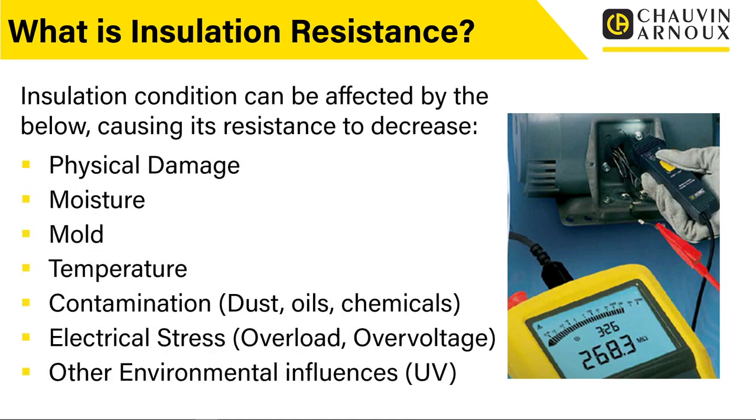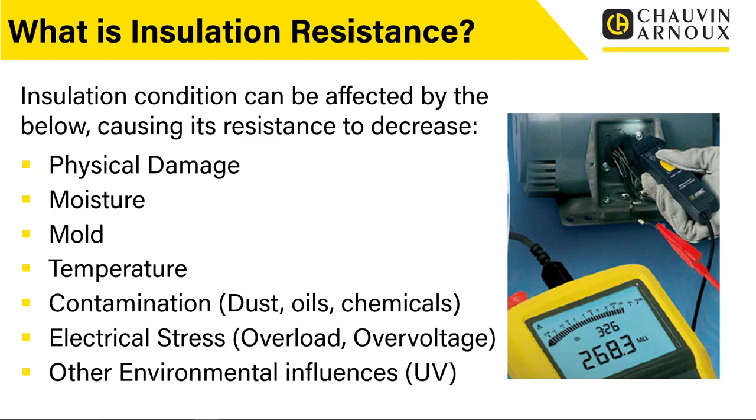Insulation condition can be affected by the below, causing its resistance to decrease. So there's loads of reasons why insulation will start off in really good condition. When it's brand new, as long as it's been installed correctly, it will have a very, very high insulation resistance. But over time, due to the effects that we're going to talk through here, that insulation resistance can decrease. And obviously, if it decreases too low, as we said, we can get current leaking through that insulation, and that level of current could become dangerous, or it could affect the operation of the equipment itself.